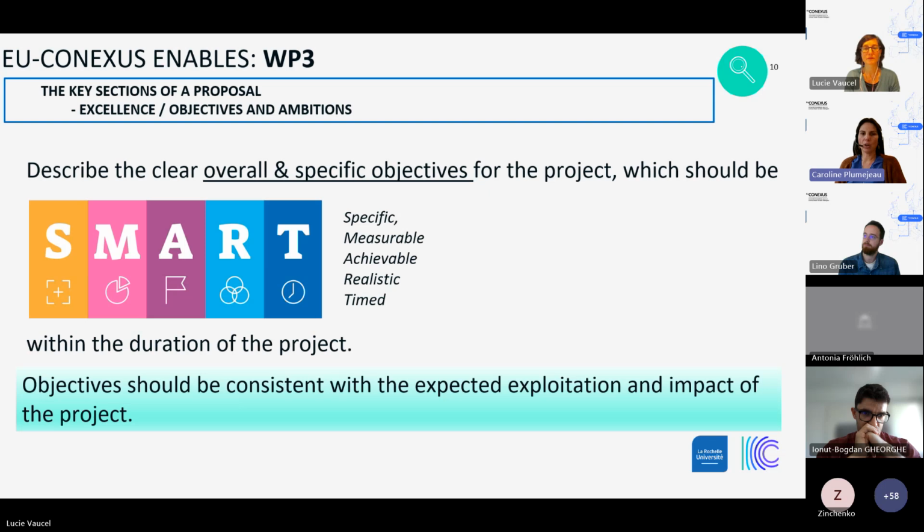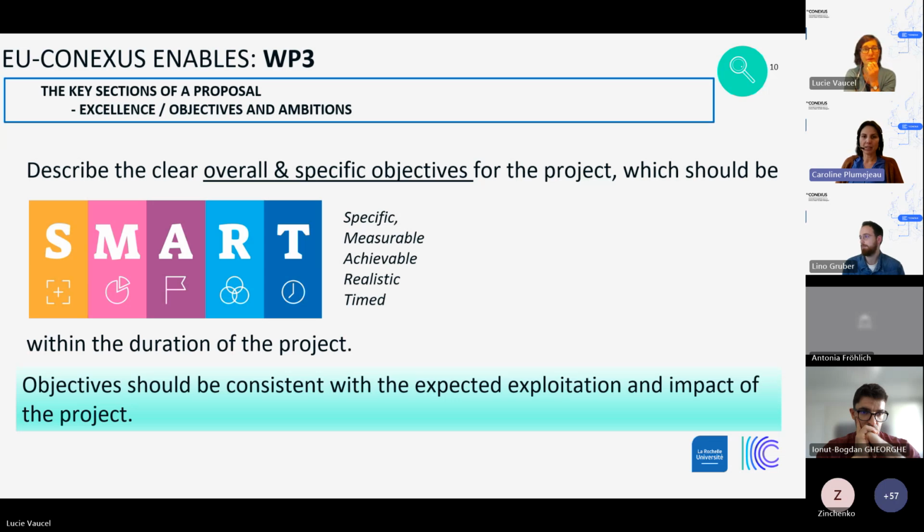describing the clear, overall and specific objectives is very important, as the reviewers are well informed about the topic description before reading your application. So be clear and to the point. Writing the main objective of this project is a perfect way to start. The reviewers will appreciate a clear answer to the first question they have in mind. What is this project all about?